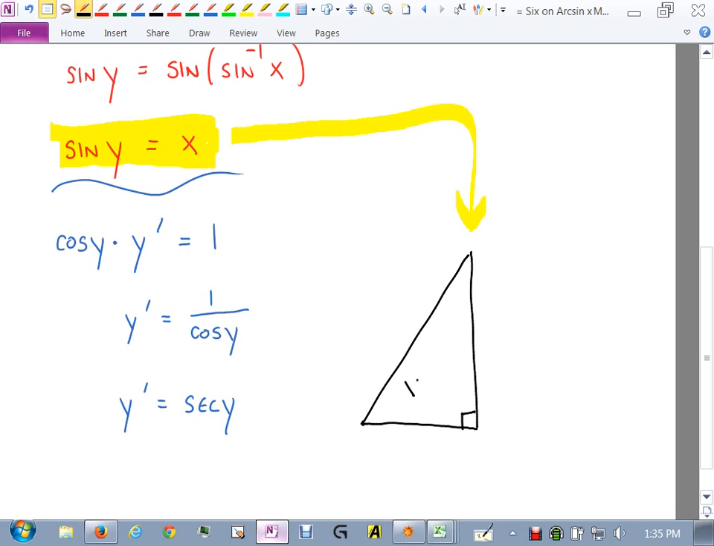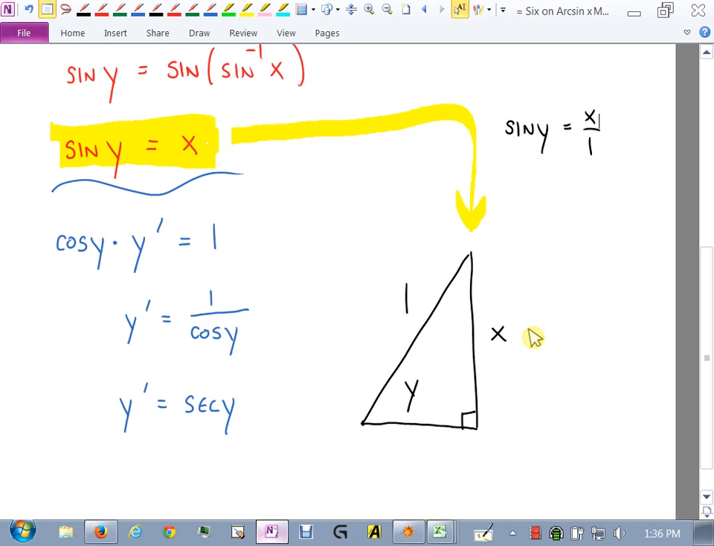If I call this angle y, this side x and this side 1, then what is sine of y? The angle's y, right? Sine of y, sine is which side over which side? Opposite over hypotenuse would be x over 1. X over 1 is x. So do you agree that this equation corresponds to this triangle? Yes? So sine y equals x over 1 is what this is saying. And from that, I drew a triangle.